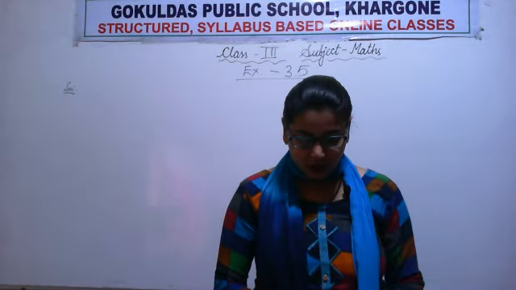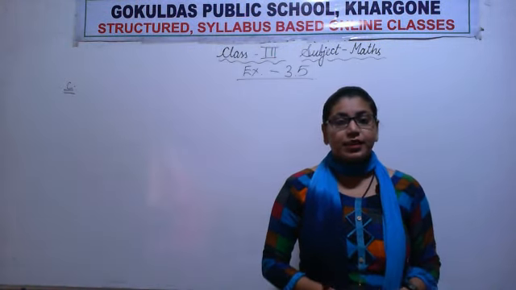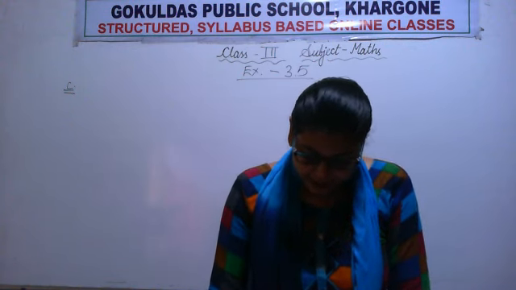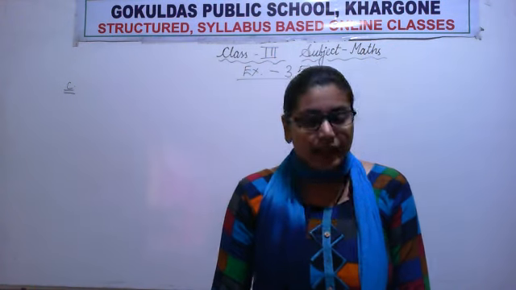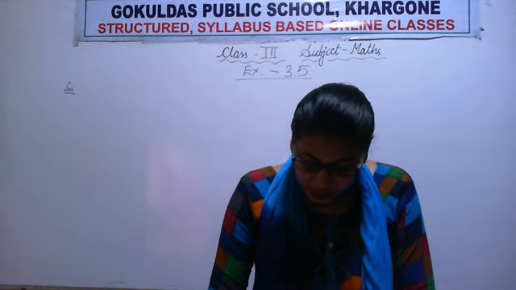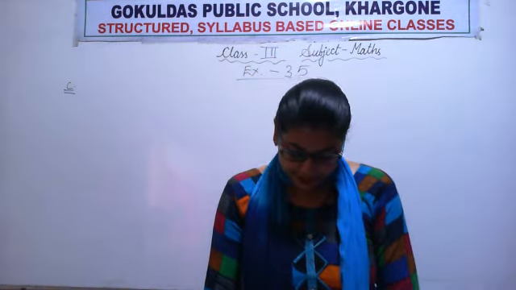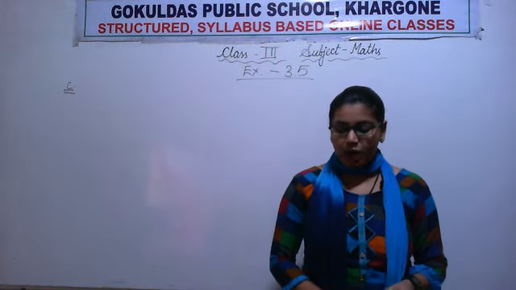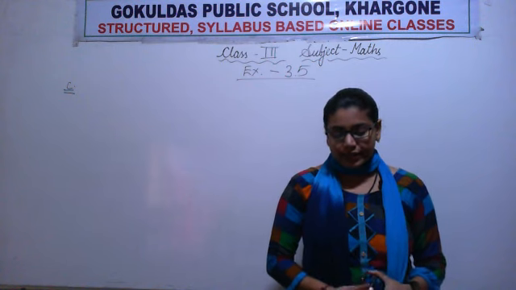Okay students, so first of all let us read the question. Anish distributed 236 candies in one class and 325 candies in another class. If he had a total of 700 candies, how many were left?